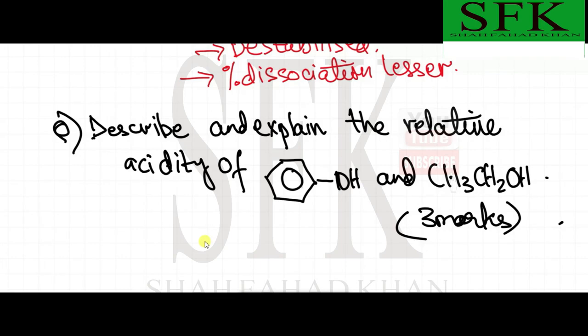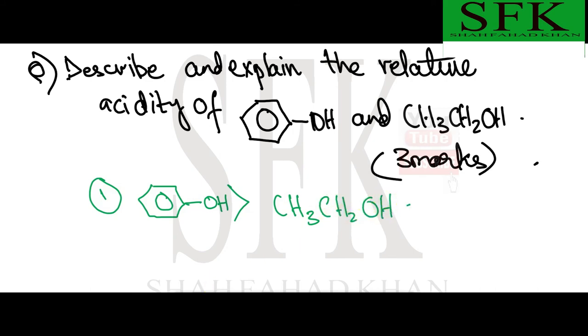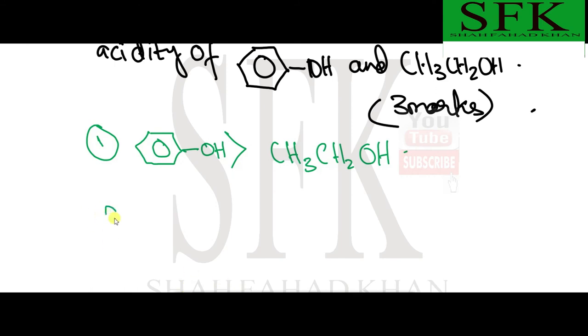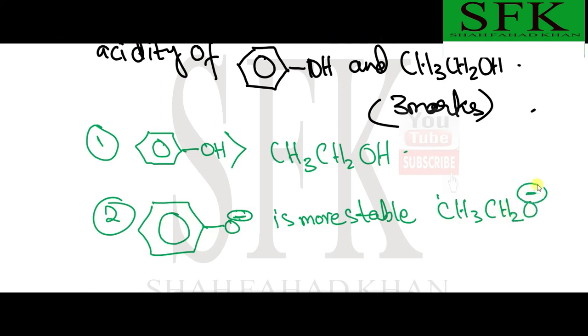So, what are you gonna choose in these? First mark is for saying this statement that phenol is a stronger acid compared to ethanol. First mark is for this statement. Okay, the remaining 2 marks are for the explanation. You'll get a second mark if you say that the phenoxide ion, the conjugate base, is more stable than the ethoxide ion. Okay, both are the conjugate bases. We've compared the conjugate bases. The phenoxide ion is more stable than the ethoxide ion. You'll get the second mark.